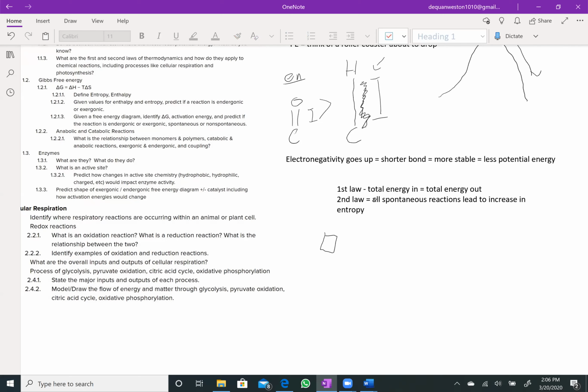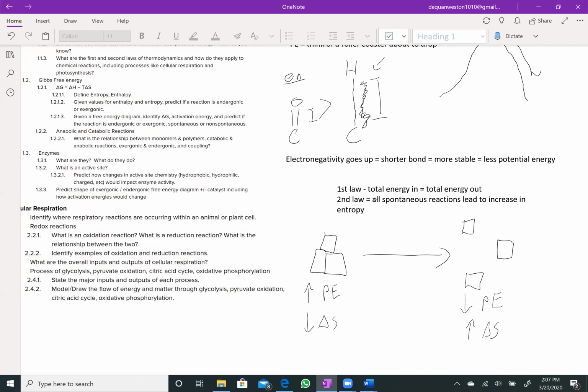So if you think of this block, and then we have this over here. This block is very ordered. It's going to have more potential energy. This one is more disordered. It's going to have less potential energy. This one's going to have more entropy. This one has less entropy.